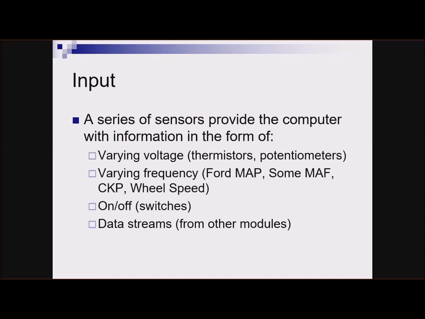Then we have data streams coming in from other modules. An example, we talked about this in one of the labs. Somebody was asking about the speedometer and speed sensors. The vehicle speed sensor, probably on most cars, feeds into the powertrain control module. And then the instrument cluster with the speedometer in it gets its vehicle speed data from the powertrain control module instead of having its own sensor. So inputs definitely can be data streams.